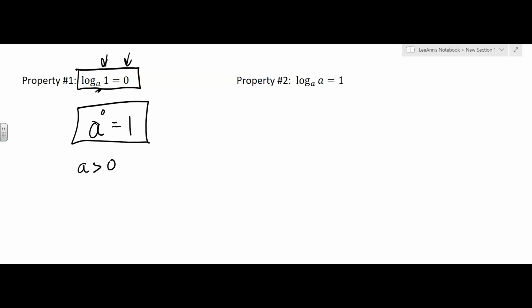Okay, so let's go to property 2. And it says if you have a base, again, a is greater than 0, and the argument is the same as the base, then that equals 1. So think about putting it in an exponential form. If you had a to the first power, that would equal a, right, every time. So this is property number 2. Okay, so that's kind of an important one. When the base matches the argument, it equals 1.